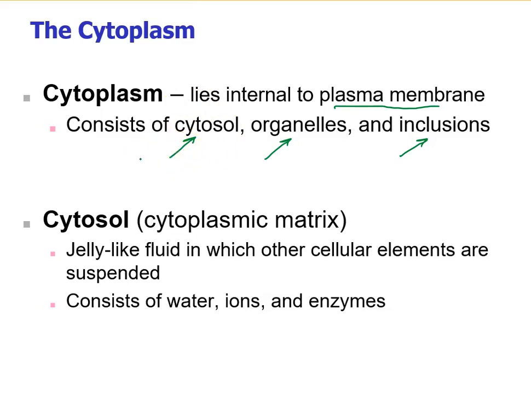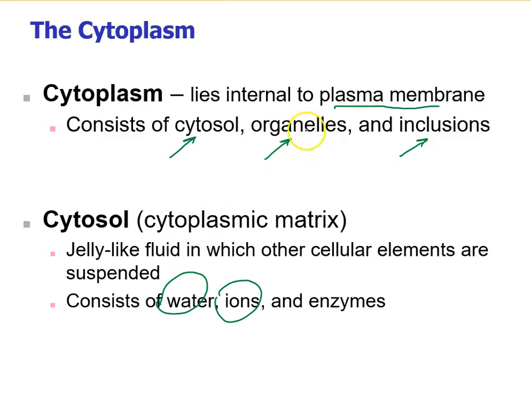Cytosol, also known as the cytoplasmic matrix, is a jelly-like fluid within the cytoplasm. It's the fluid in which all the other cellular elements are suspended. Cytosol is mainly made up of water, ions like sodium, potassium, and calcium, and enzymes, which we need to facilitate the chemical reactions taking place inside the cytoplasm.